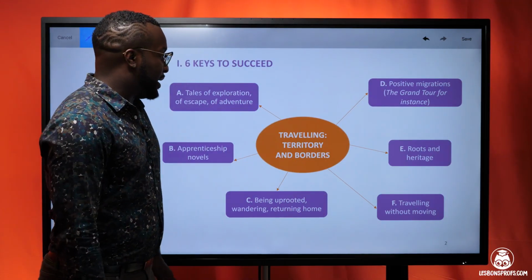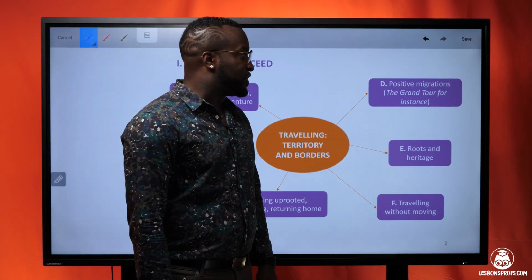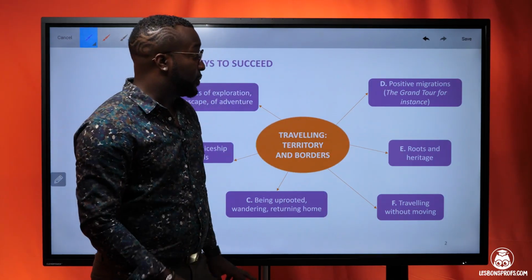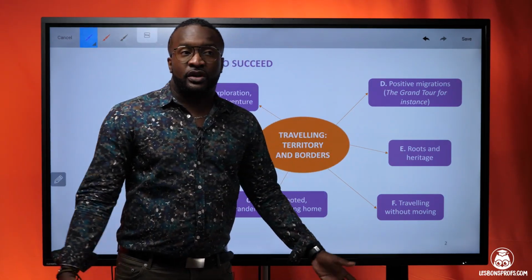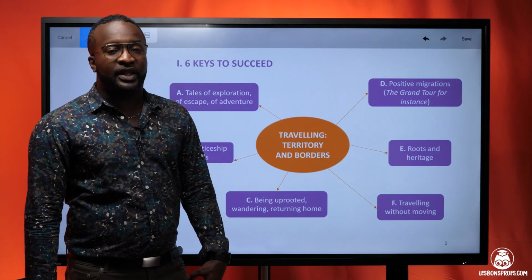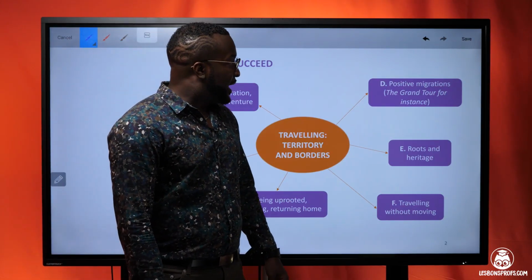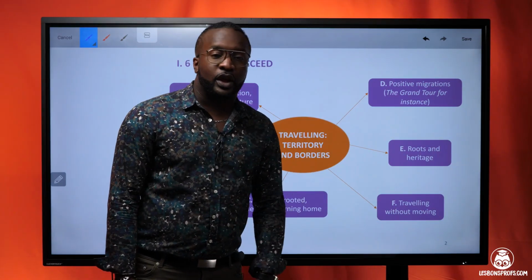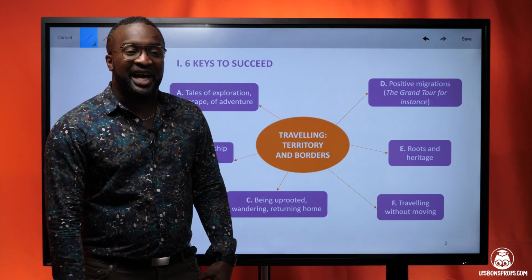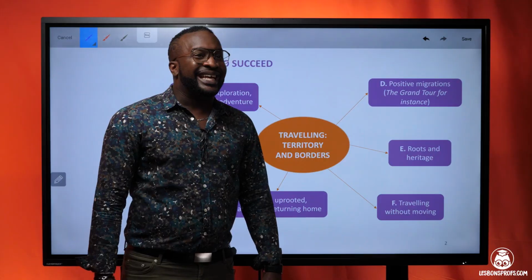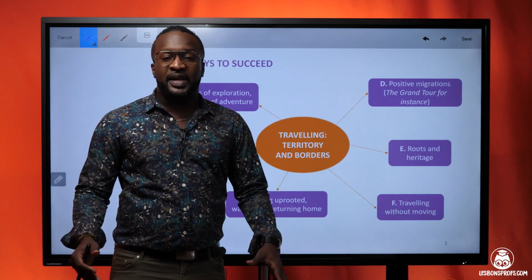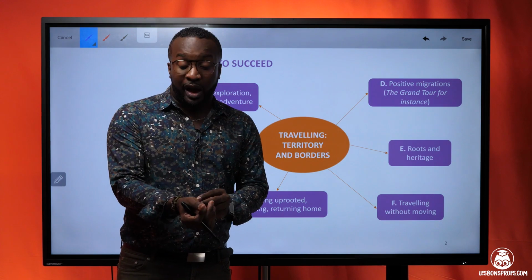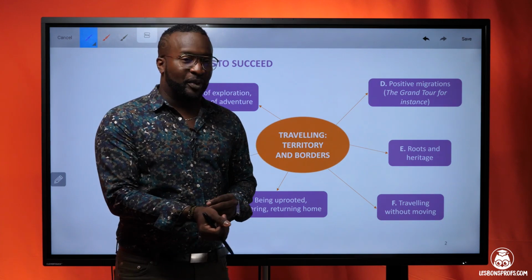destination. So D, positive migrations. The Grand Tour, for instance, in British literature. So roots and heritage are 2 big ideas that could also be considered in this theme. And the last but not least, traveling without moving. Sometimes it doesn't take moving or using a means of transport to actually travel, and we can see how much art can make it possible.